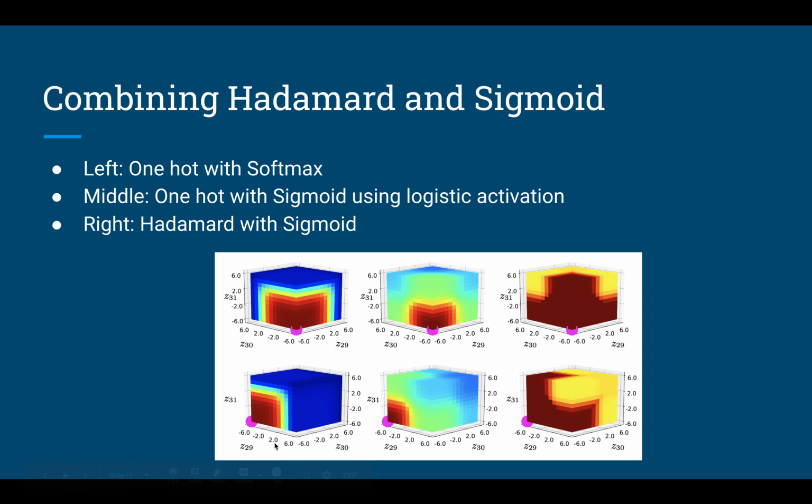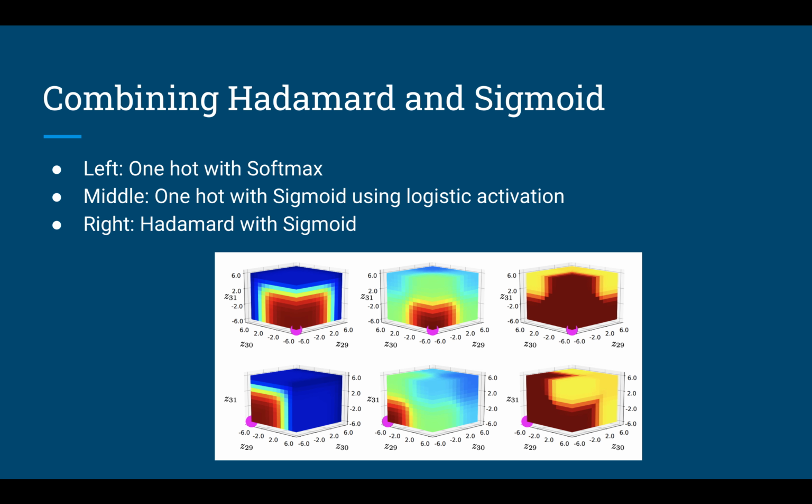These leftmost plots were formed using one-hot encoding and softmax decoding. The middle plots were formed using one-hot encoding and sigmoid decoding. And the right-hand plots are using Hadamard encoding with sigmoid decoding. And the bottom row is just the top row, but rotated to get a different view.